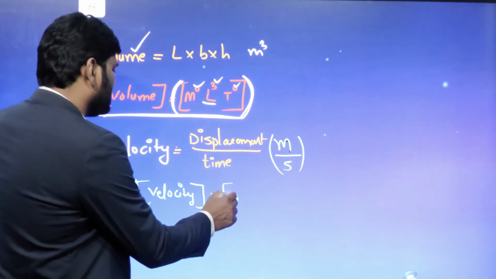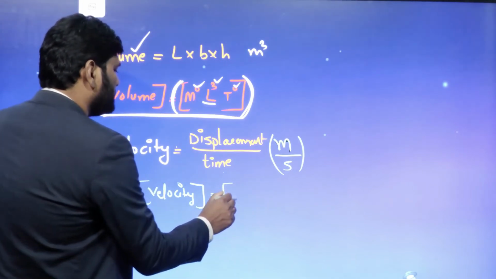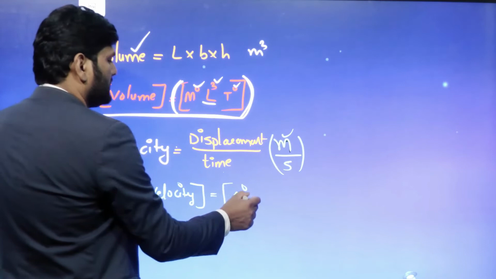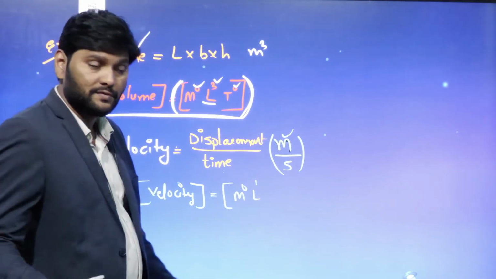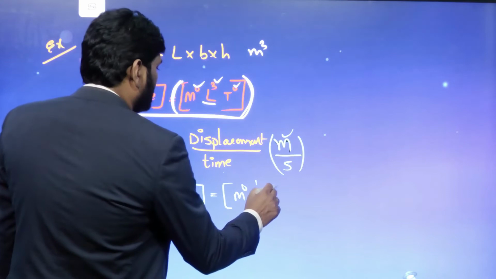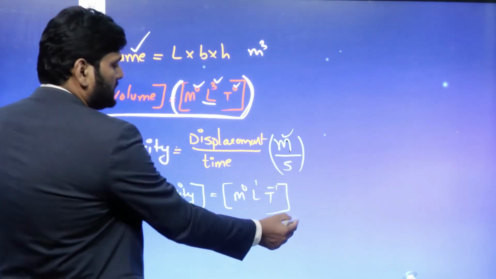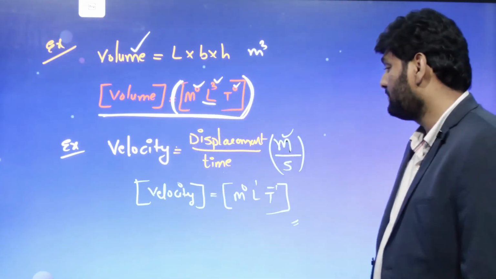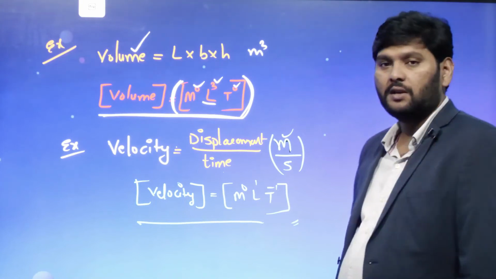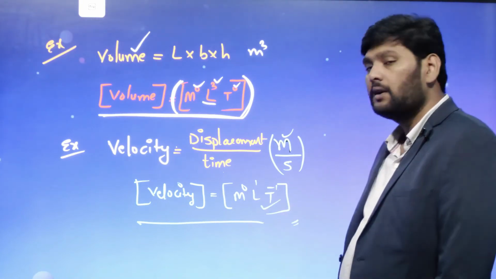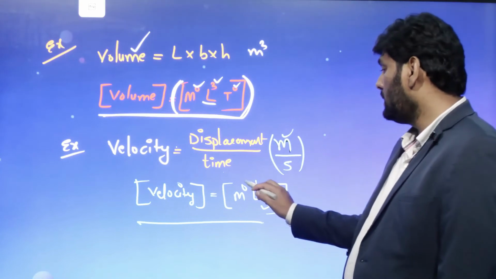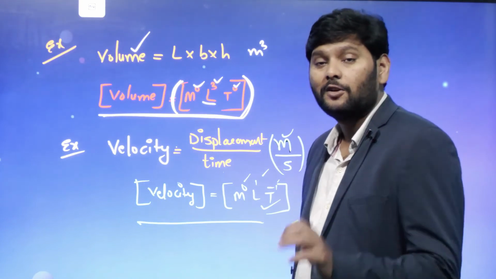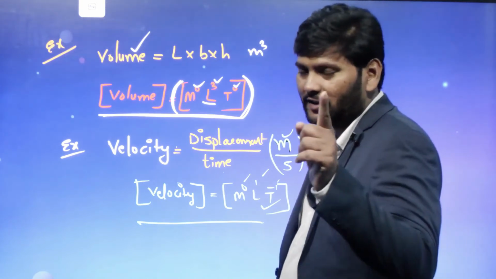So here there is no mass contribution, so mass power is 0. Any length contribution? Yes, we have meter, so length contribution is 1. And any time contribution? Yes, T power minus 1. So this is the formula for what? Yes, velocity. And this whole thing is called the dimension equation. This is called the dimension formula, and these powers raised for the fundamental quantities are known as dimensions.